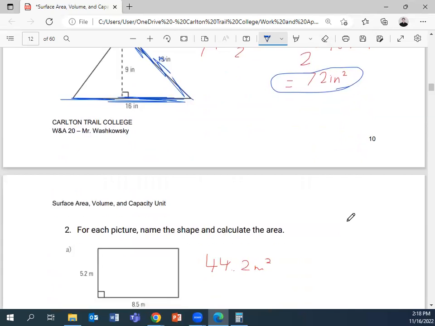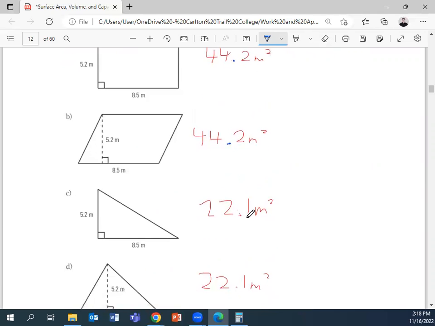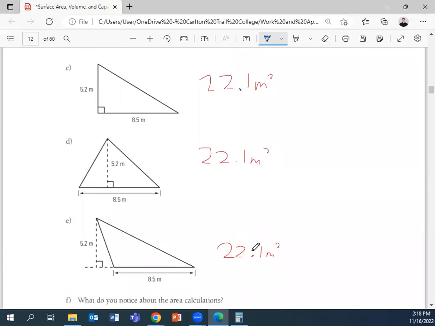Okay, so just moving on a little bit more here. So number 2, all I did was I just went straight to the answers and put the answers straight there. So 2A is 44.2 meters squared. B is 44.2 meters squared. C is 22.1. Did we all get there? Or no? Some of us did, some of us didn't. Okay. So 22.1 meters squared, 22.1 meters squared for D, 22.1 meters squared for E.